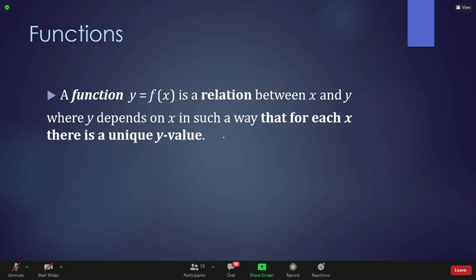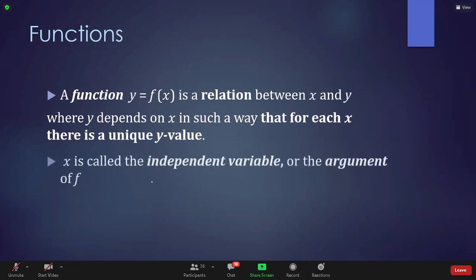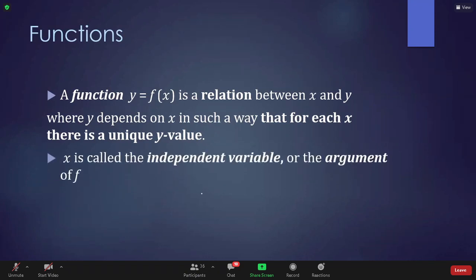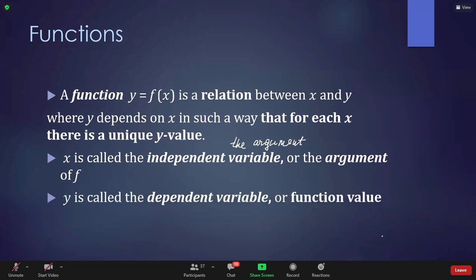But at the moment, y depends on x, which means the x is called the independent variable, or sometimes it's also called the argument. The argument, I have already written it there, I didn't notice, sorry. And y is called the dependent variable or the function value. So the independent variable, the argument, and the dependent variable, or what we say the function value. X is the independent variable, y is the dependent variable.